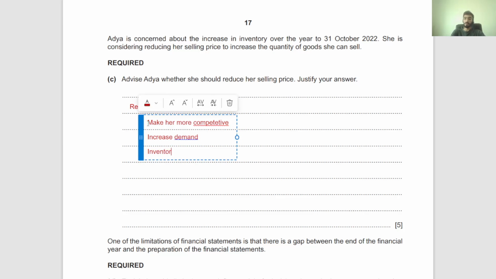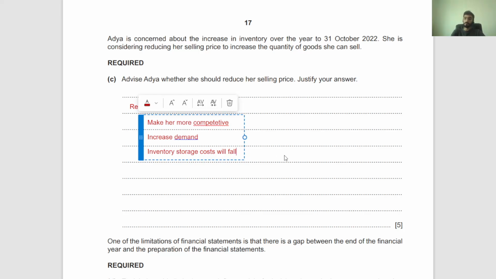Inventory costs will fall, isn't it? By reducing price, inventory will be sold, and inventory storage costs will fall.